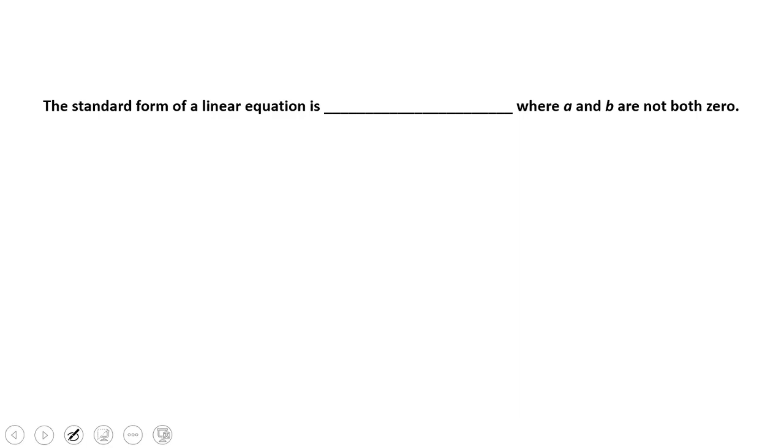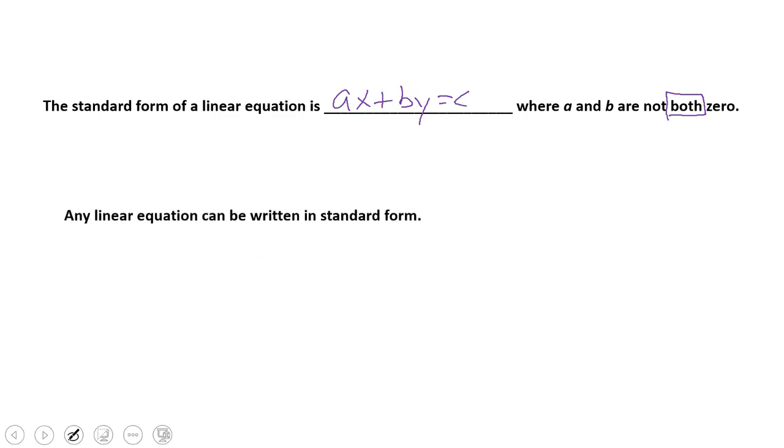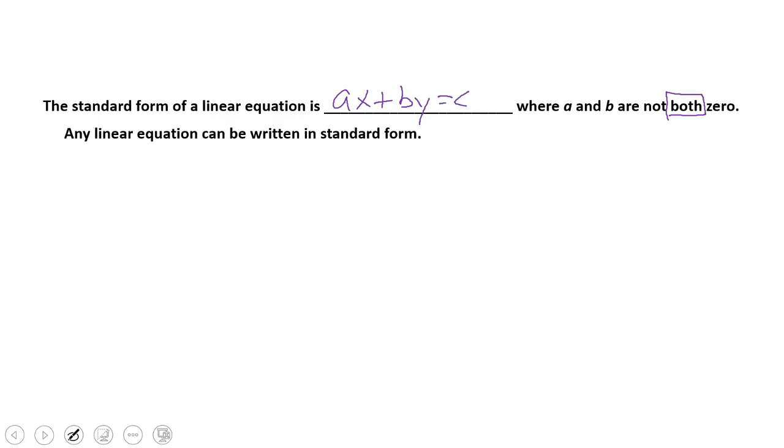So, you know the standard form of a linear equation is ax plus by is equal to c, where a and b are not both 0. One of them can be 0, not both. Ladies and gentlemen, we can write any linear equation in standard form. When you recognize a linear equation, you can write it in standard form if you want to. And we know that we can graph a linear equation in standard form. We're just going to learn and practice how to do it today.